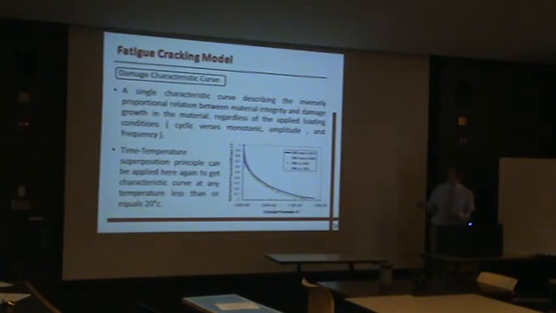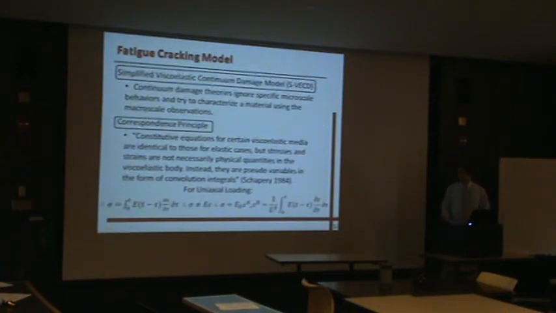Whether it is cyclic versus monotonic, or the amplitude, the frequency, or the loading, it will end up with the same curve. Using the superposition concept, I can shift this curve and I can get the properties of the material at any other temperature. So if you need to know the properties or the shape of this material or pavement at a certain temperature, after 10 years under certain traffic, you can know what damage will happen by using the characteristic curve.